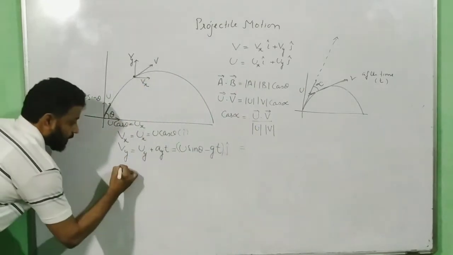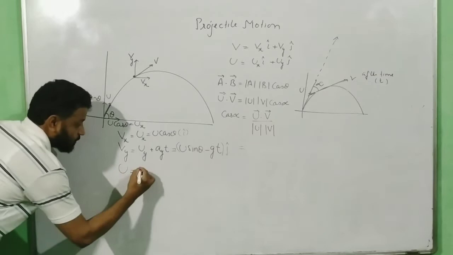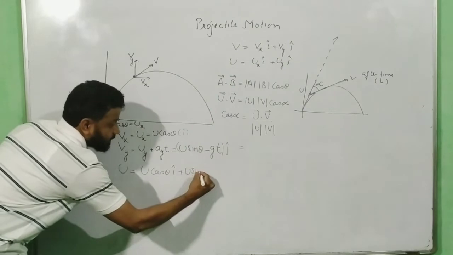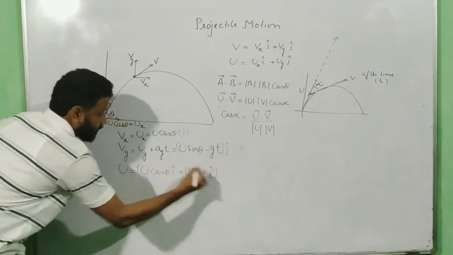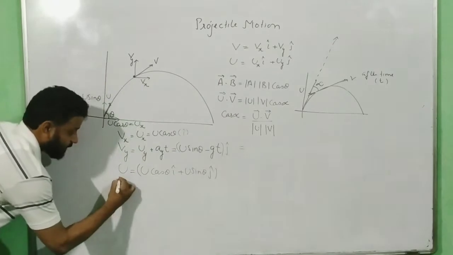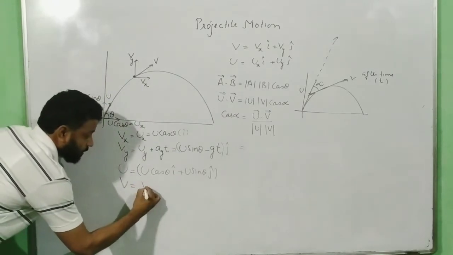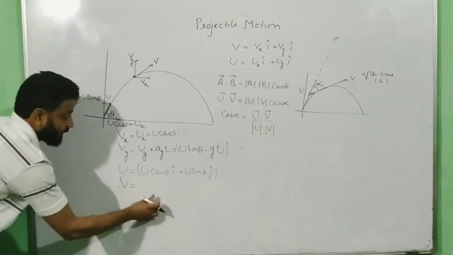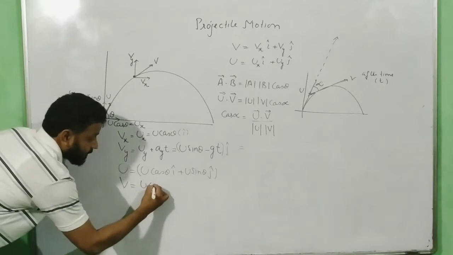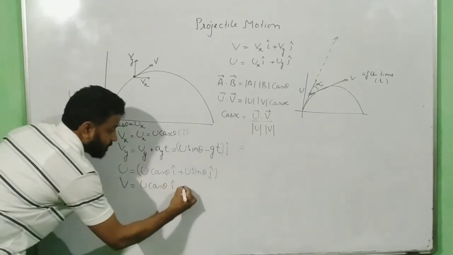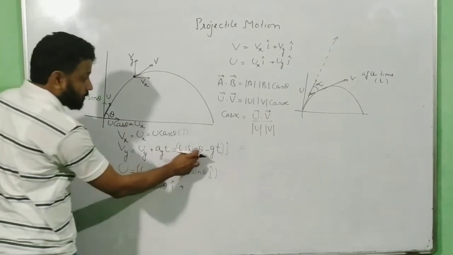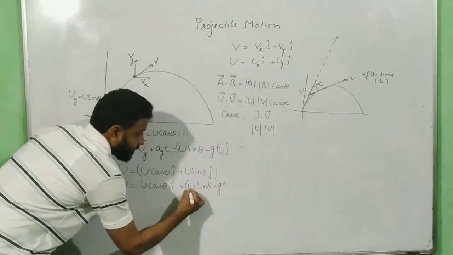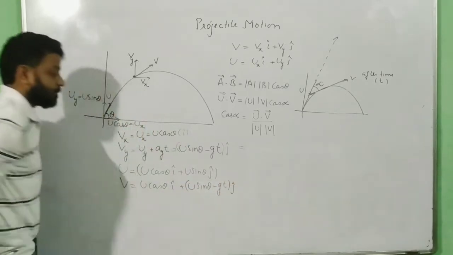First we have to write u. What is u? u is u cos theta i cap plus u sin theta j cap. This is my u, and then we will write v. What is v? v will be equal to vx i cap plus vy j cap. What is vx? vx is equal to u cos theta i cap, plus, now what is vy? vy is u sin theta minus gt j cap.